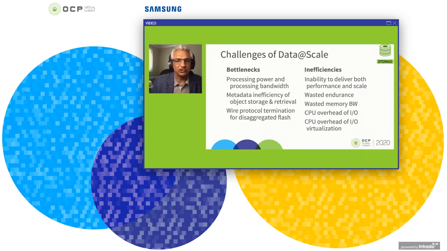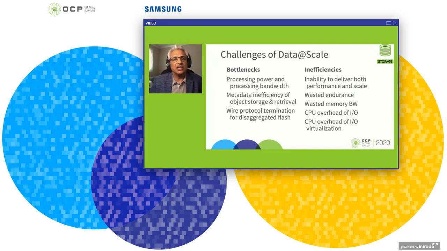Or if you're using flash for performance, then not being able to keep it long enough because you're writing it over and over more times than necessary. Or you're pulling data into the CPUs, which wastes L2 to memory bandwidth and causes overhead of IO handling, and even virtualizing storage and virtualizing networking causes CPU inefficiency, because instead of resources going to the virtual machines, they end up going to the IO virtualization itself.